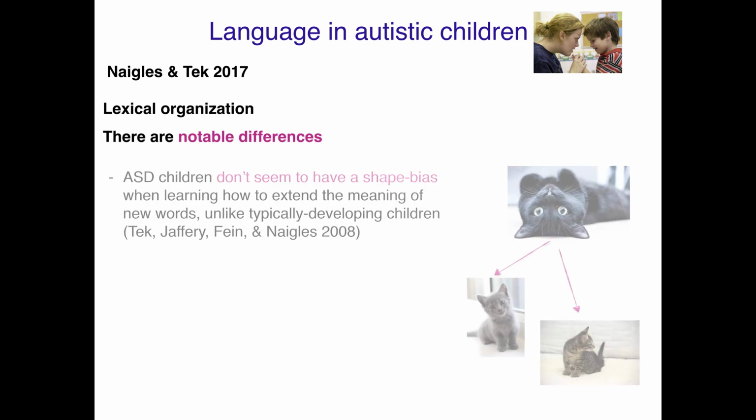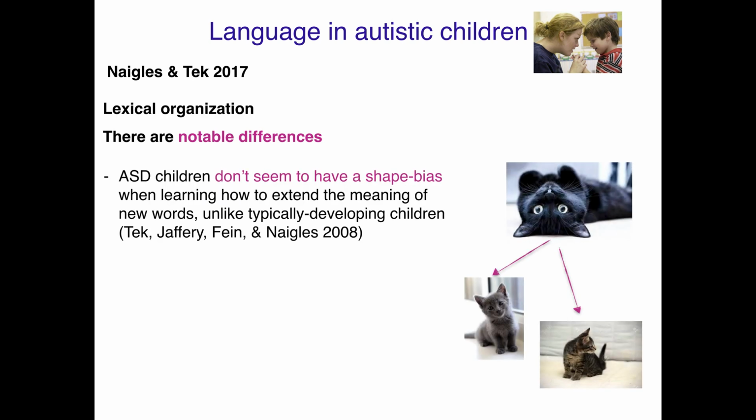And if we look now at the organization of the lexicons that they do have, there are also notable differences. Autistic children, interestingly enough, don't seem to have a shape bias when learning how to extend the meaning of new words, unlike typically developing children and adults. So if we call this first thing up there a DAX, this guy right here, we are very likely to also call these things DAXs. Adults and typically developing children would, but not autistic children. They don't think that things that have the same shape are more likely to have the same label.